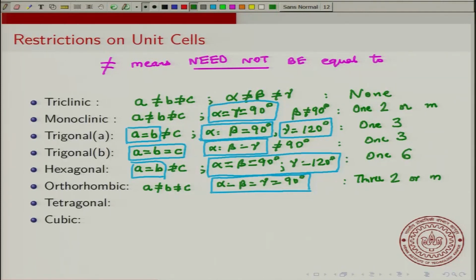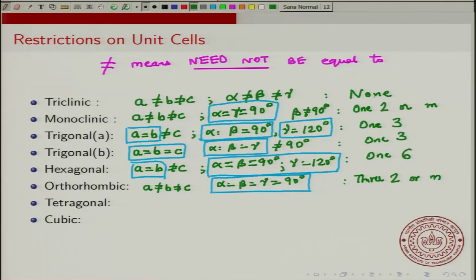So if a crystal has 3 2-fold axes or 3 mirrors, then it falls in the orthorhombic crystal system. It can be an orthorhombic crystal. Notice that for monoclinic, the essential requirement is one 2-fold axis or M. So an orthorhombic system can also be monoclinic. It can be monoclinic, but this is the essential symmetry to be orthorhombic.